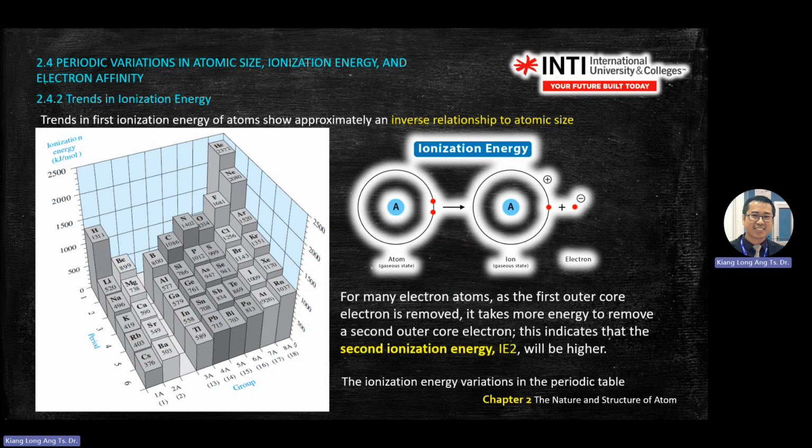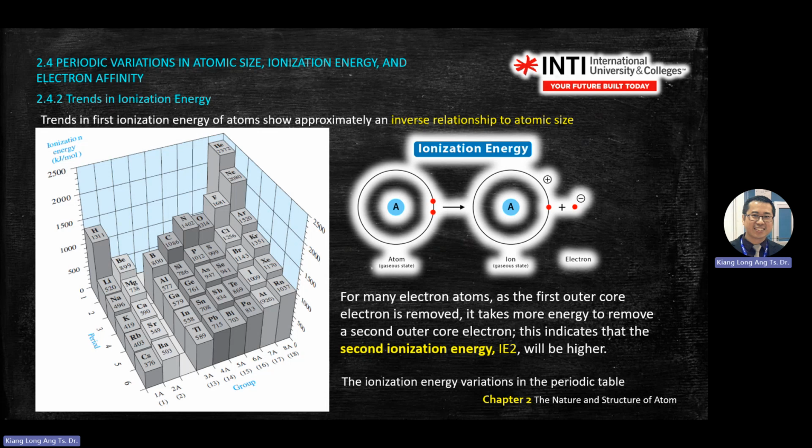Okay, this one just now is the first ionization. If you want to remove the second outer electron, in chemistry we label it 1E2, the second ionization energy. The first one is where you remove the first electron. If you remove the second one, it becomes the second ionization energy. The first one you take is 1E1, and for 1E2 you need more energy already.